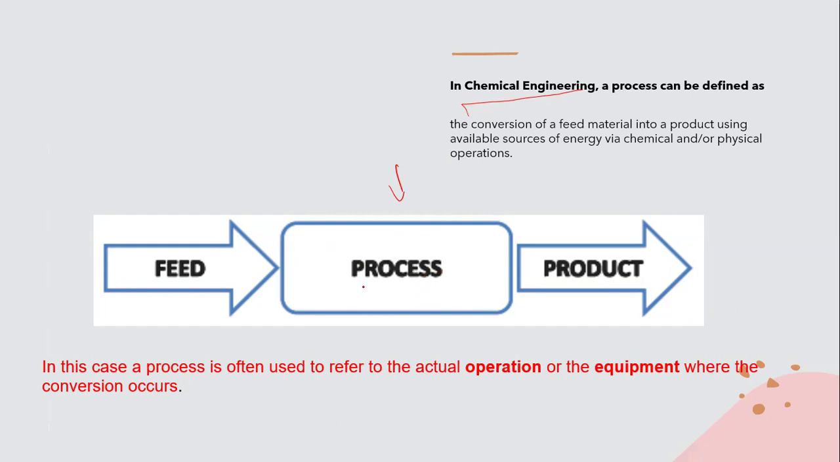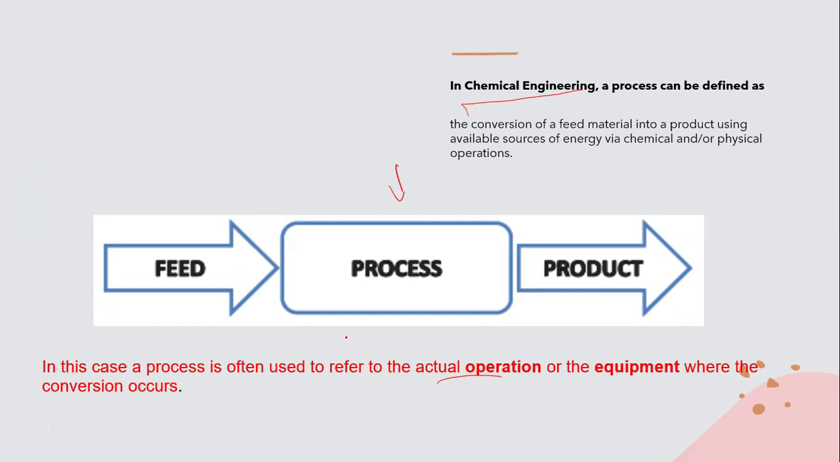So these chemical or physical operations are the ones that are actually going to convert our reactants into the products. So in chemical engineering, you need to understand that the process is often referred to as the actual operation, which is this operation that we're looking at, for an example, or the equipment where the conversion occurs. So this is the equipment where the conversion occurs. So we refer to this as a process.